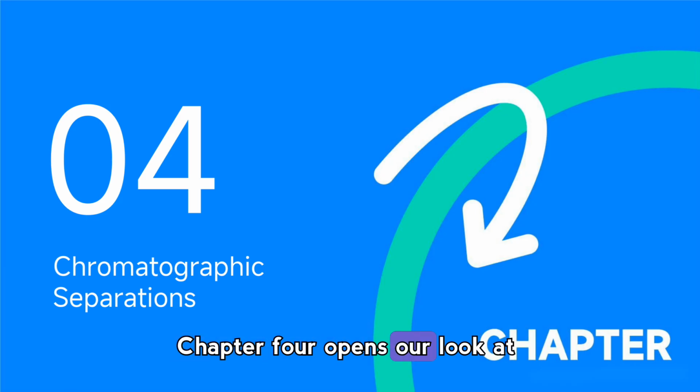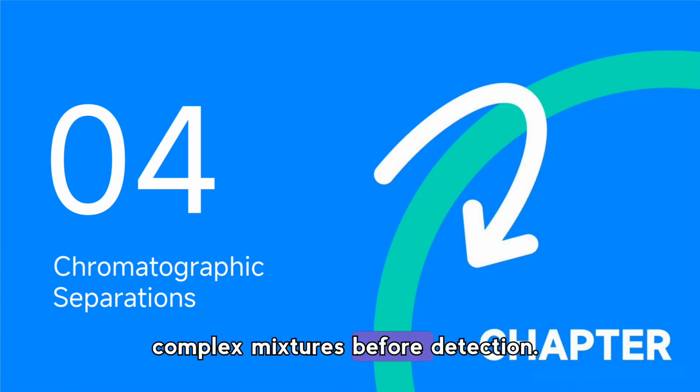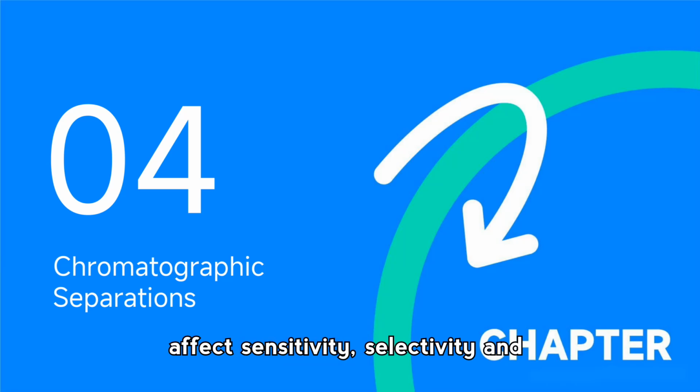Chapter 4 opens our look at chromatographic separations, the workhorse techniques for separating complex mixtures before detection. This chapter explains core concepts like stationary and mobile phase interactions, retention mechanisms, and how chromatographic choices affect sensitivity, selectivity, and throughput for different sample types.